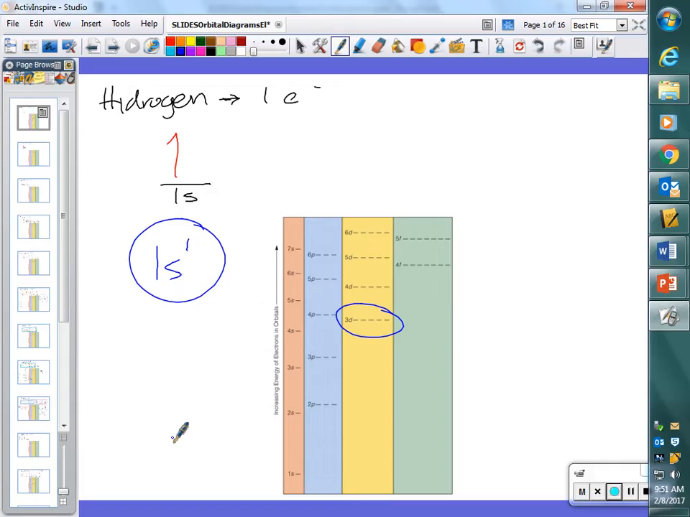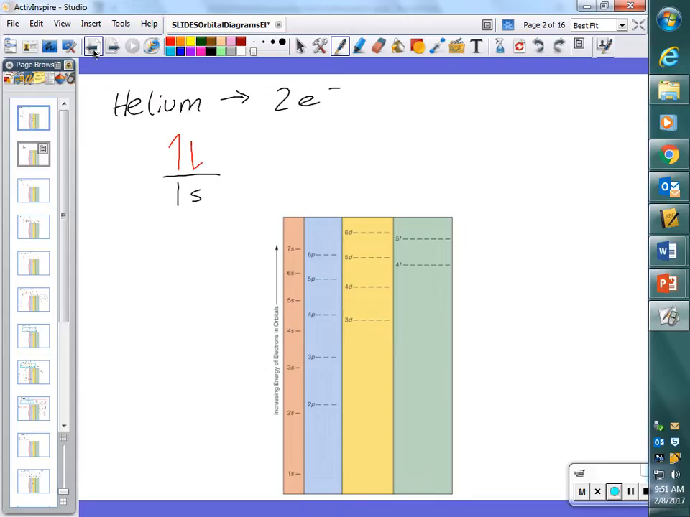Okay? The circle is just my emphasis. Usually we don't put the circle on here. Is it 1s2? So then, helium, right? We're putting electrons in the 1s orbital. But how many electrons are in the 1s orbital? 2. So we use the exponent to represent that.